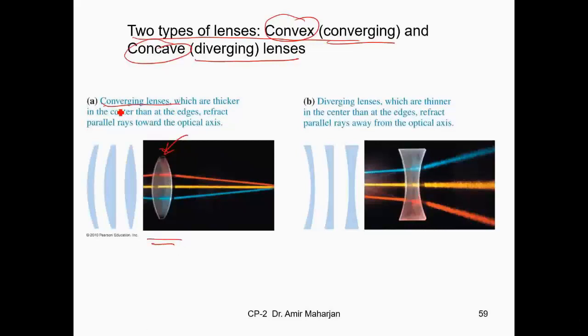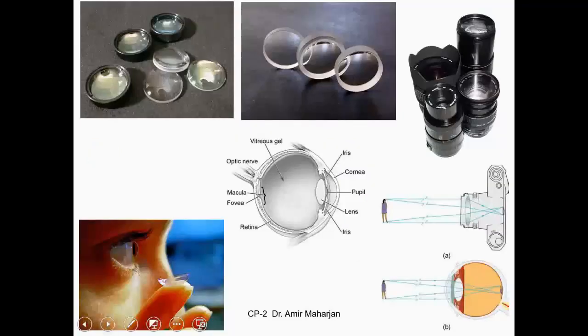Okay, converging lens. Why? Because if you pass a beam of light rays, it will converge after refraction on the other side. That's why it is called converging lens. You can clearly see converging. On the other hand, look at the shape. This is called diverging lens or concave lens. If you pass light rays, after refraction on the other side they will diverge, and that's why it is called diverging lens or concave lens.